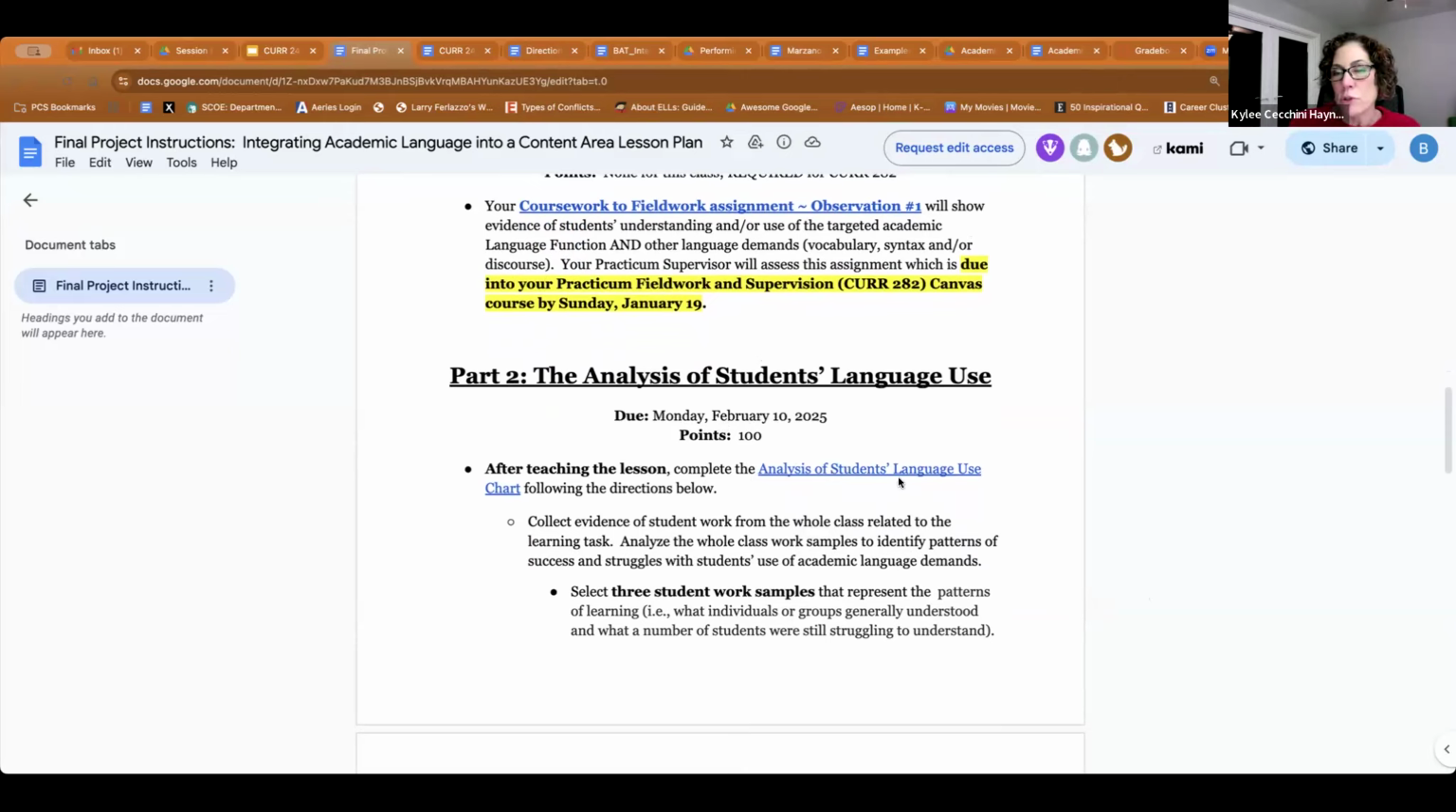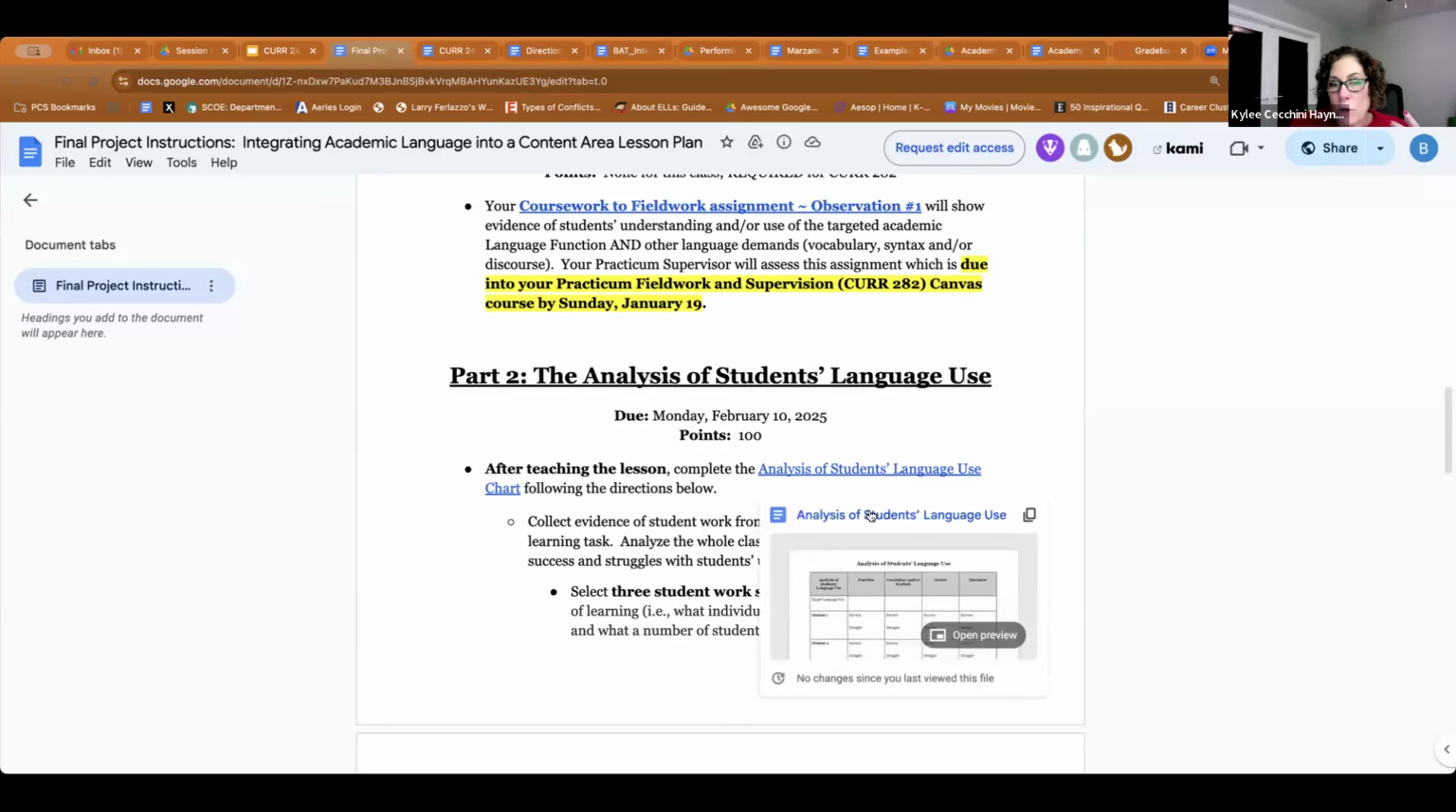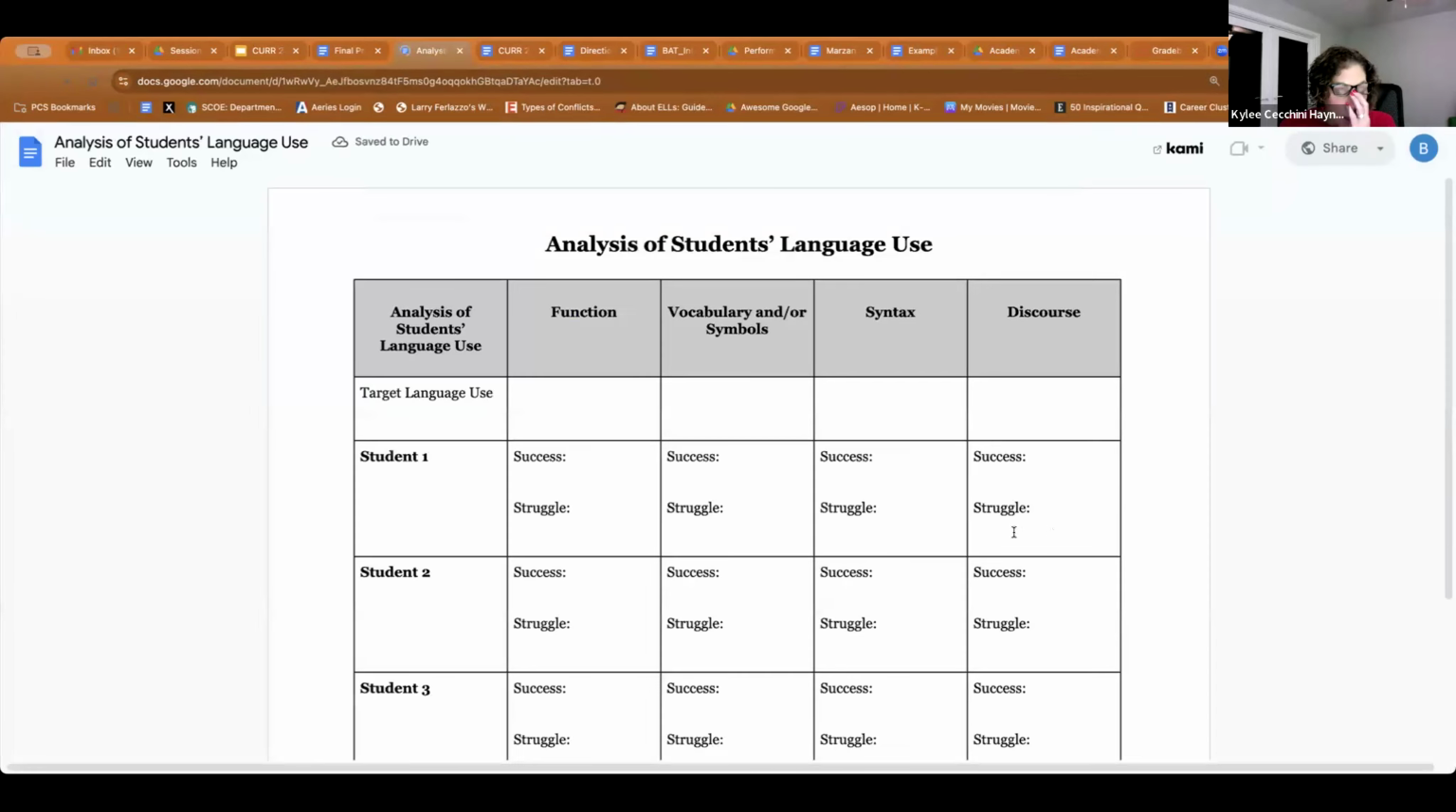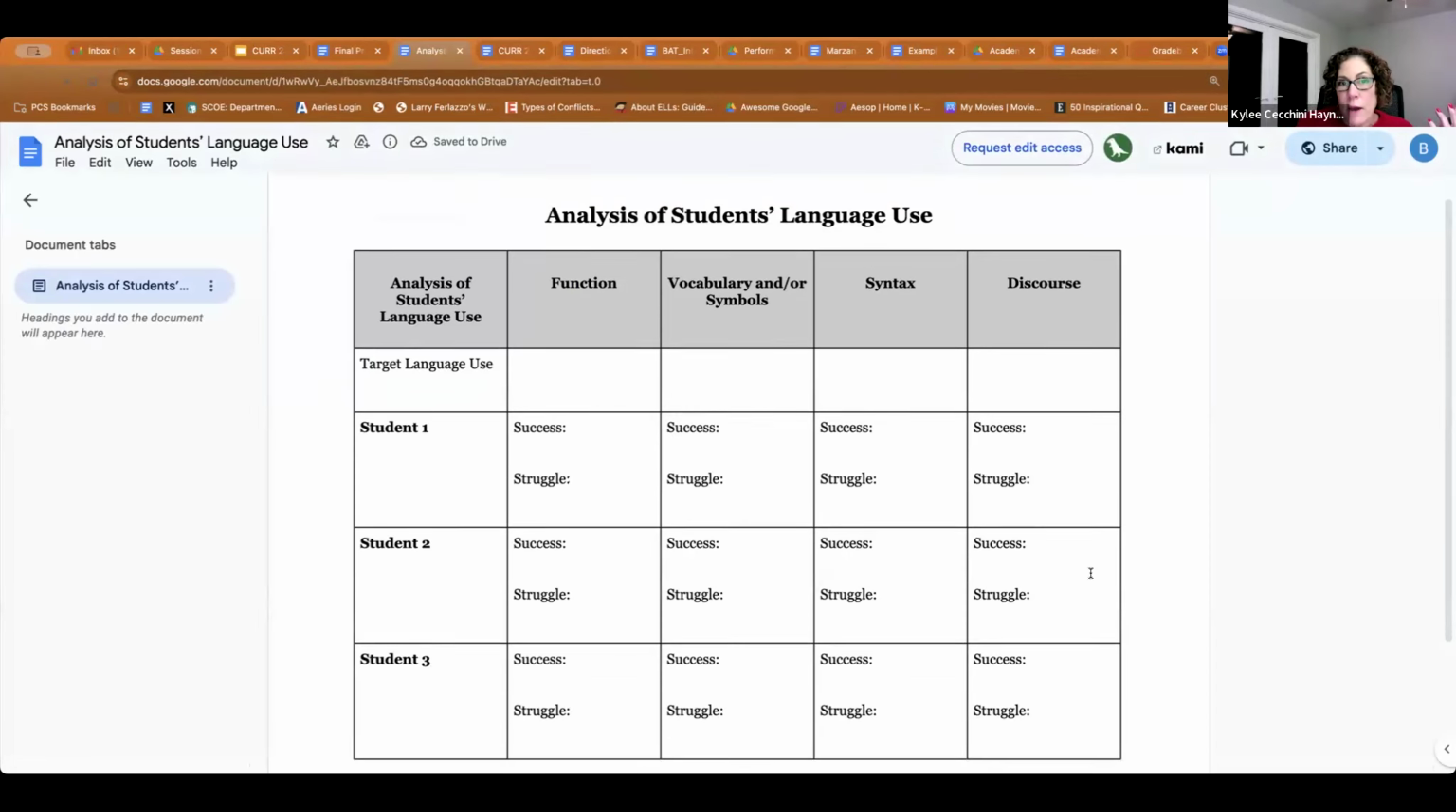Okay, why am I having you do this? Because the EdTPA has you do this. Remember I said, I'm taking you through a dress rehearsal of the EdTPA, okay? So they're going to ask for work samples. So this is the document that you're going to fill out.